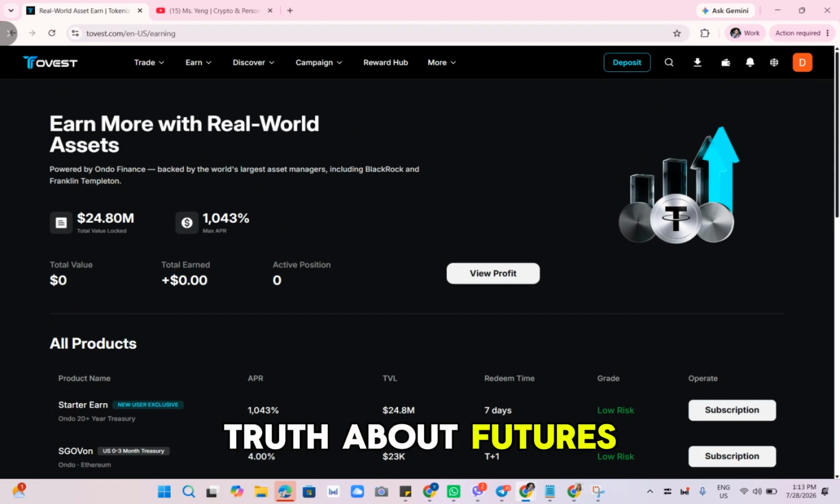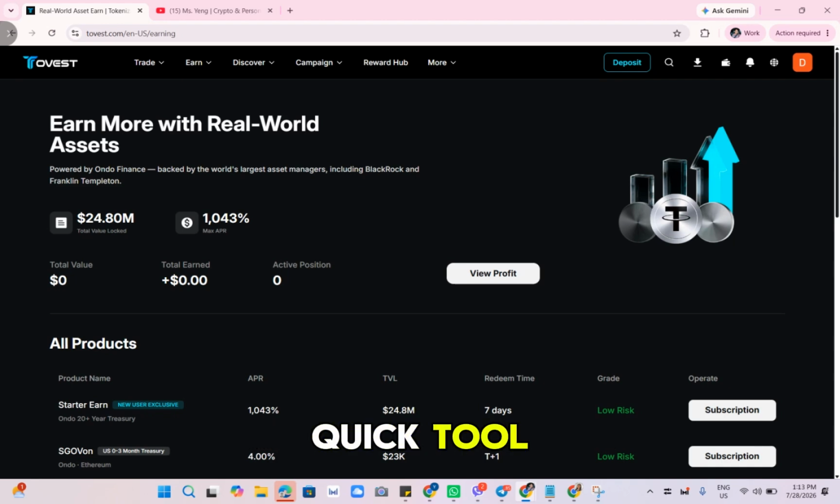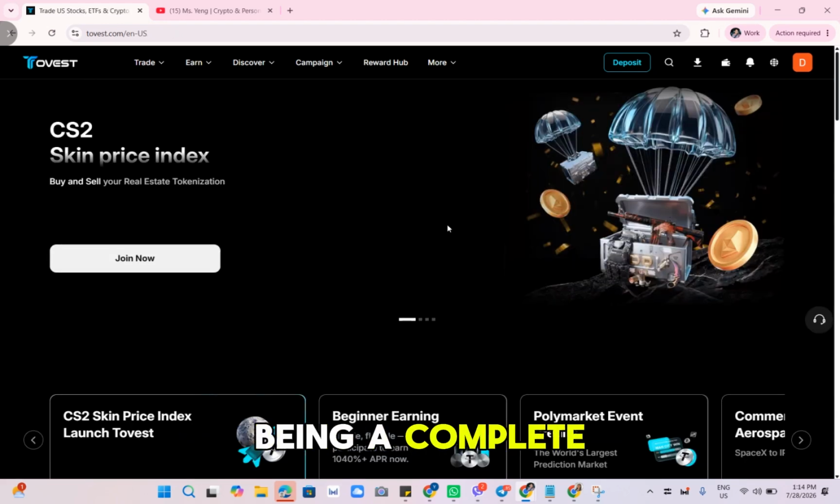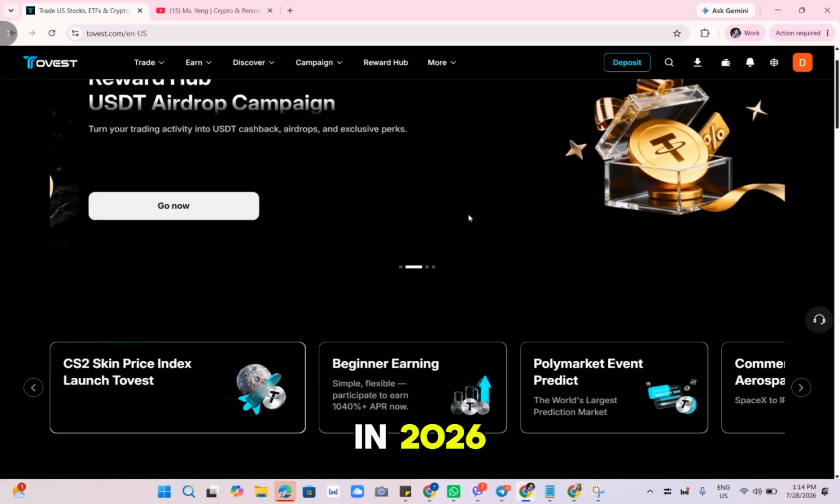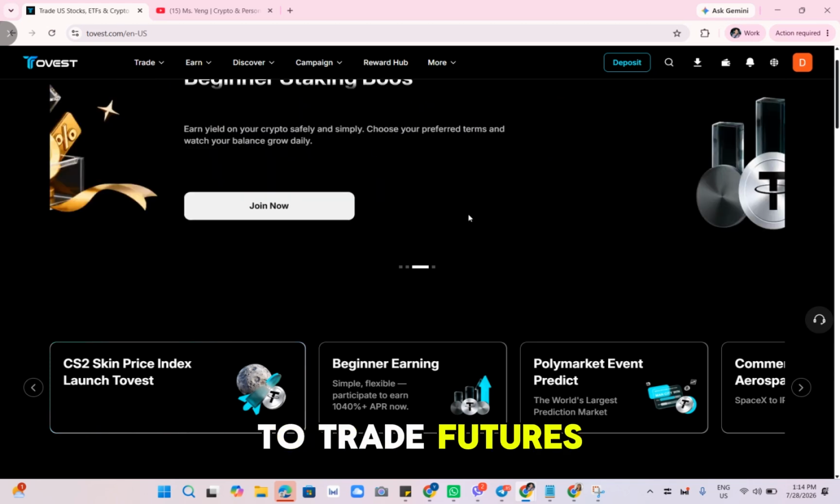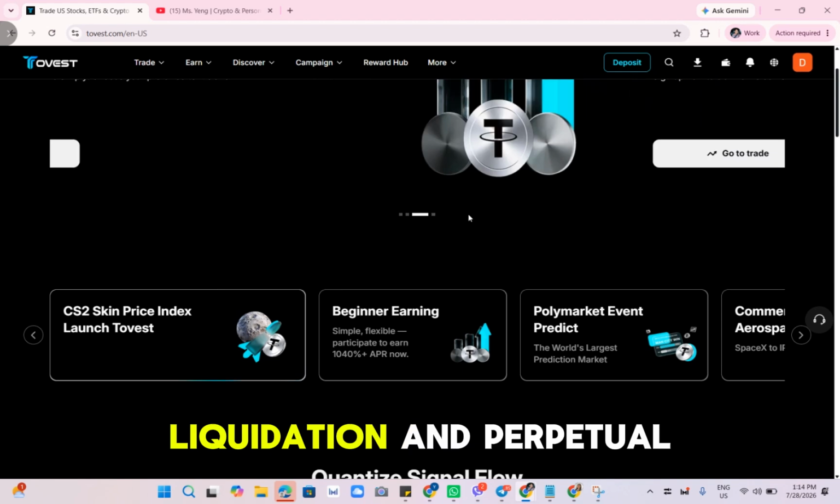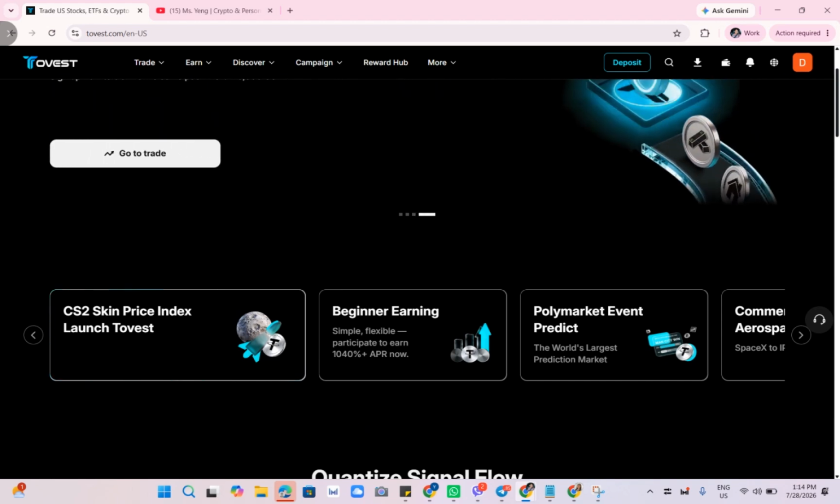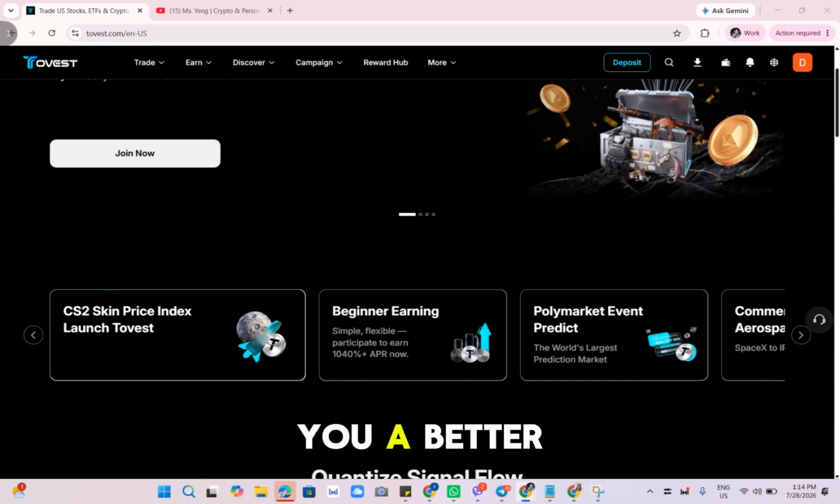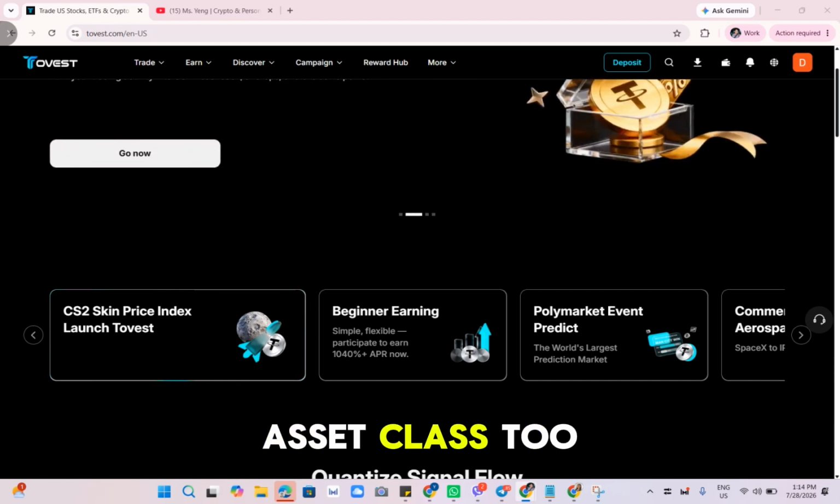Here's the honest truth about futures trading. It is not a get-rich-quick tool, it is not passive income, it is an active, high-risk instrument that rewards discipline, patience, and risk management, and punishes impulsiveness faster than almost any other financial product. But understanding how it works, the mechanics, the terminology, the risk structure, is part of being a complete financially literate investor in 2026. You don't have to trade futures to benefit from knowing exactly how leverage, liquidation, and perpetual contracts function. That knowledge makes you a better investor across every other asset class too.